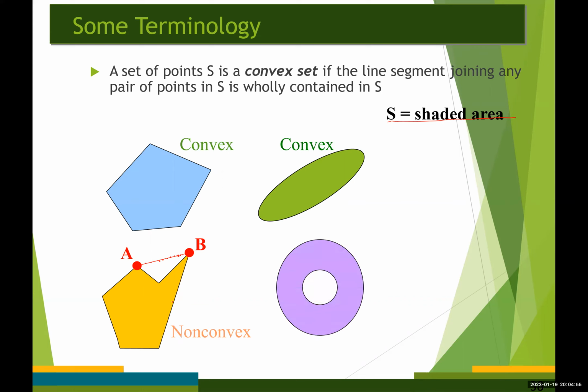Likewise, this is not convex, because in here, again, points A and B are in S, the shaded area, but there are points on this line segment AB that are not contained in S. So I'm talking about these points, right? So this is not convex, okay?